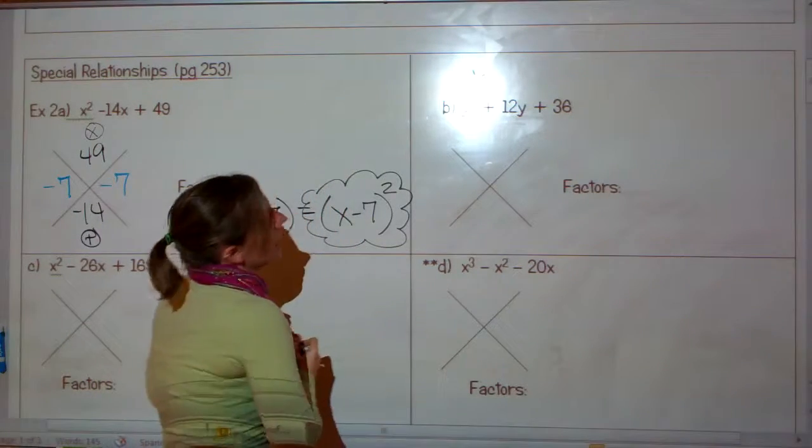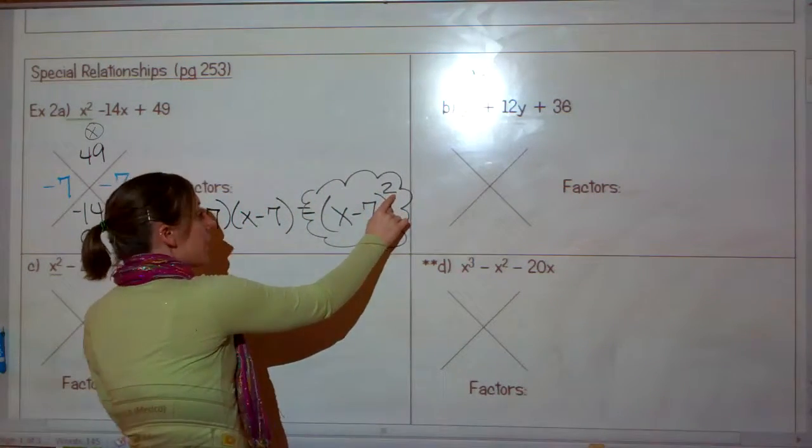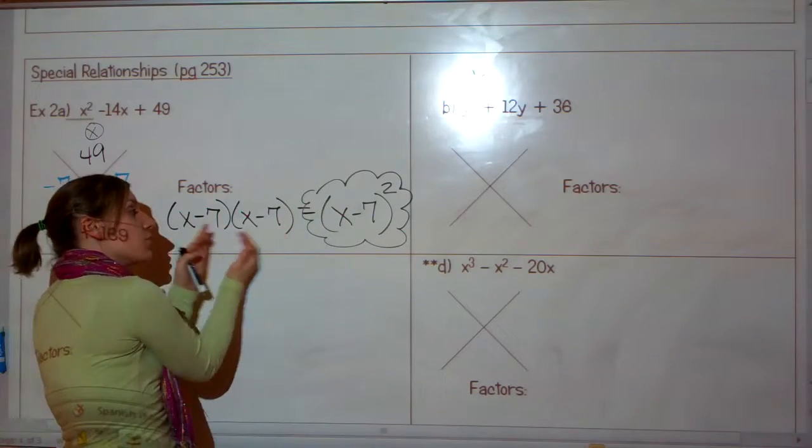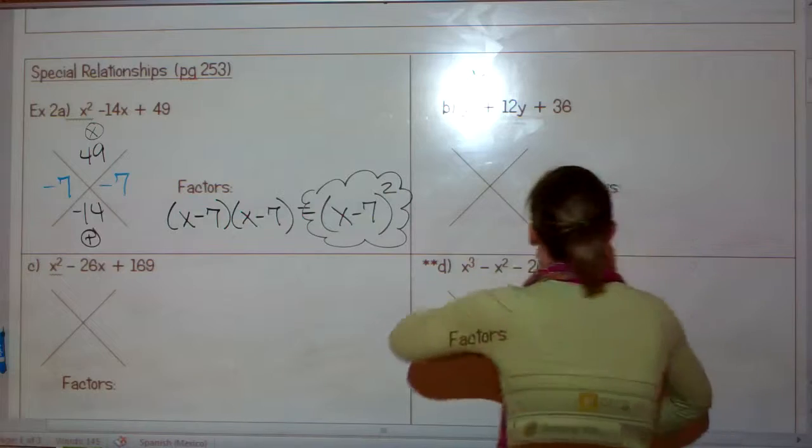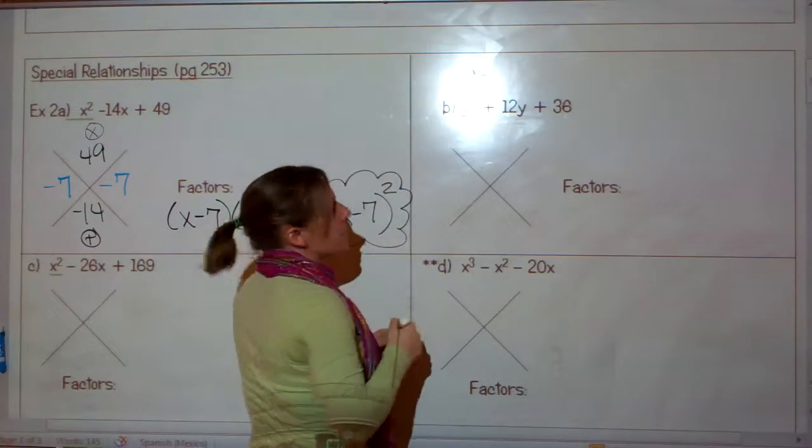And when we multiply, remember we said a squared means 2 of them. So since we have 2 of them, we're just writing a square. The same idea for this one. I know you can't see it here, but you've got it on your page.